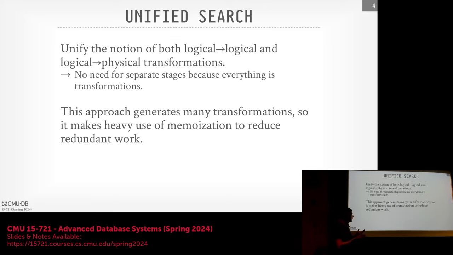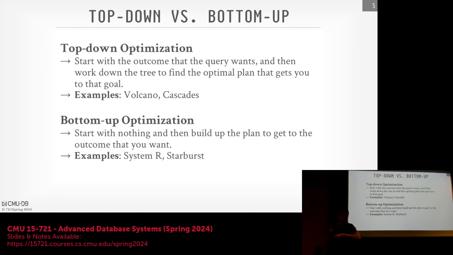And to avoid a bunch of expensive transformations or getting stuck in infinite loops, we saw again how the memo table is gonna help with that. So less so about maybe the stratified search versus unified search, the thing that really matters that we understand is the distinction between top-down versus bottom-up.